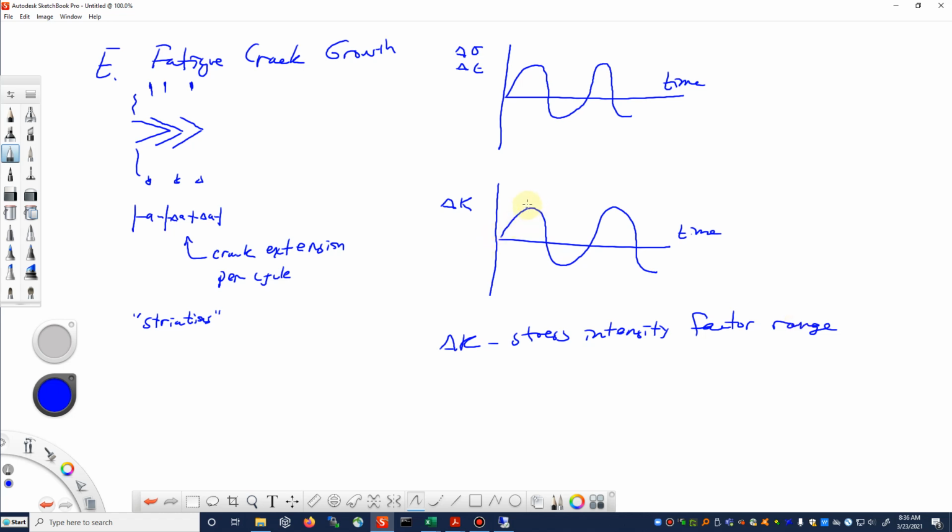All right, so all the similar terms that we've talked about still apply. So we can have a maximum stress intensity, we can have a minimum stress intensity for the cycle, and then the stress intensity factor range would be the maximum minus the minimum.